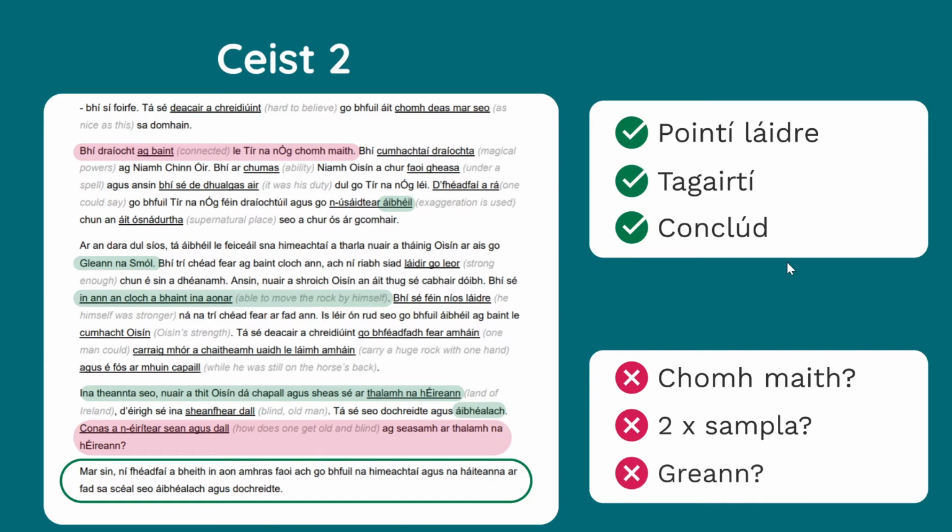Then this sentence is strange. Conas a nairitar sean agus dal ag seasamh halamh na hÉireann. It seems as though the student is trying to be funny, being like, oh, but sure, how could you feel old or blind or miserable on the ground of Ireland? Just a strange thing to do in this question. There's places for humour in the Irish exam, particularly in the oral exam, in the essay, but not here. I wouldn't have done it.